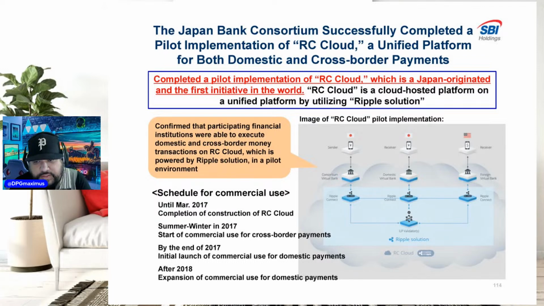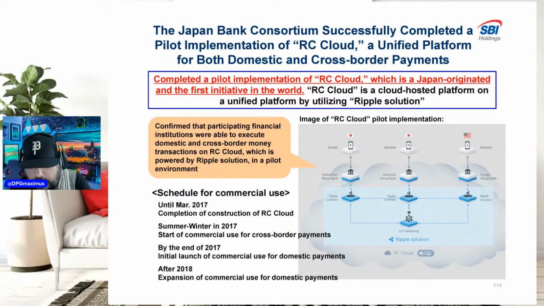Here's an image of RC Cloud pilot implementation. I wish I could make that bigger. I can't. But the key thing is it does have a nice breakdown. Maybe at some point we could find this, maybe on Google or something like that, where you can make it bigger. But the cool thing is it does give you a breakdown of how this is all structured, right? There's a Ripple solution, like it says. Just squinting my eyes and looking at it, you understand that you have Japan, you have that particular, this right here, guys. Literally your phones.